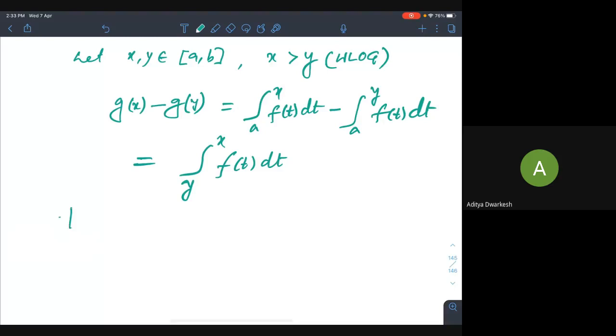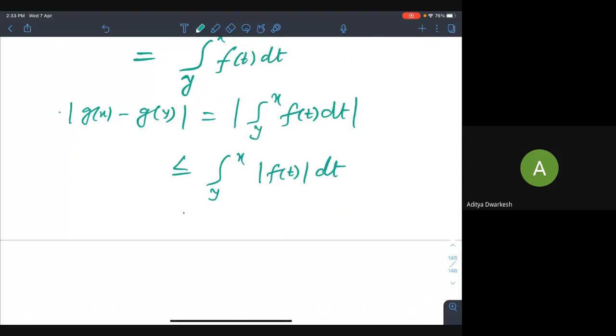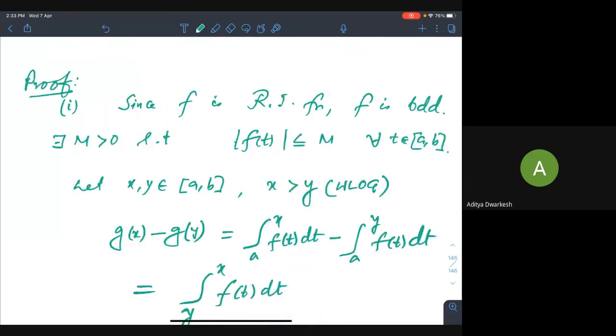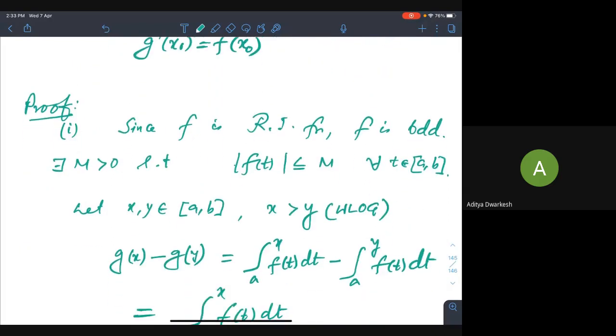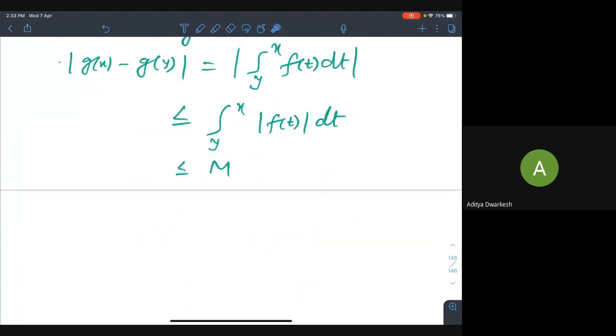Now you put the modulus of G(x) minus G(y), which is the integral from y to x of f(t) dt. This is less than or equal to the integral from y to x of |f(t)| dt, which is less than or equal to M because f is bounded by M. So we get this is less than or equal to M times the integral from y to x of dt, which is M times (x minus y). All right.